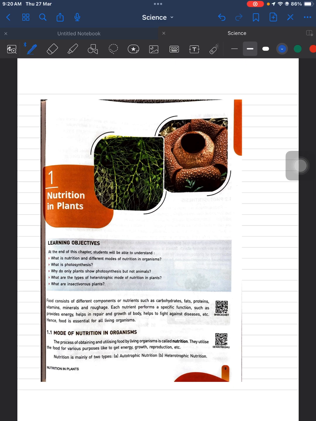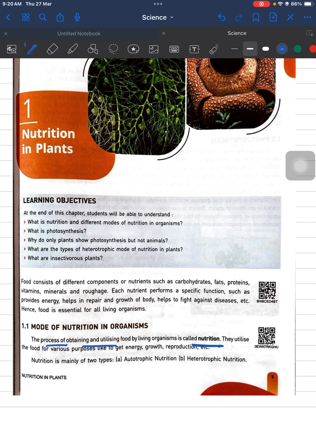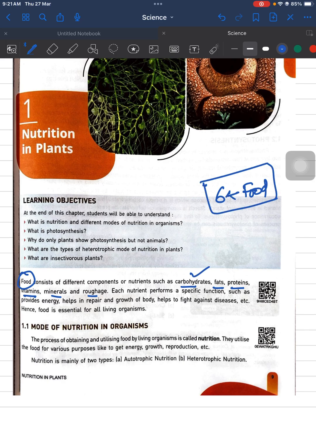So what is nutrition? The process of obtaining the food is called nutrition. Okay. So what is food? Food basically has 6 components: carbohydrate, fat, protein, vitamin, minerals, and roughage. These 6 components together are called food.